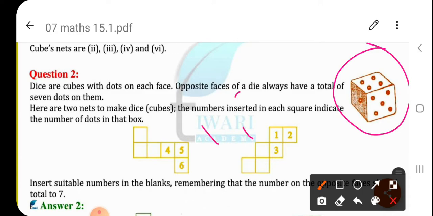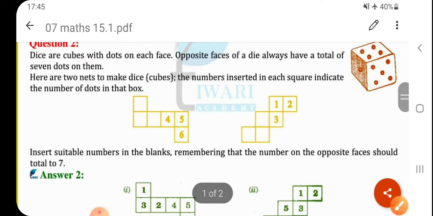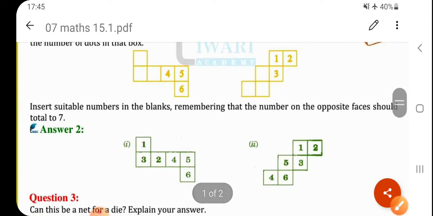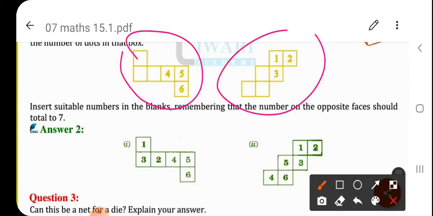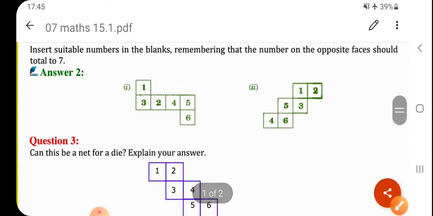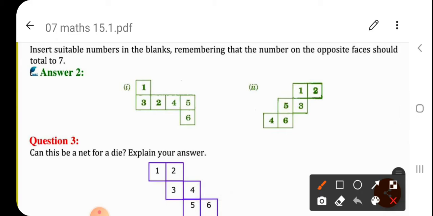So here is the dice. It has 1, 2, 3 up to 6. Okay, these numbers are located. Here are the nets of this dice. We have to complete the numbers, but the opposite faces will make a total of 7. Now which are the opposite faces? Let me explain.